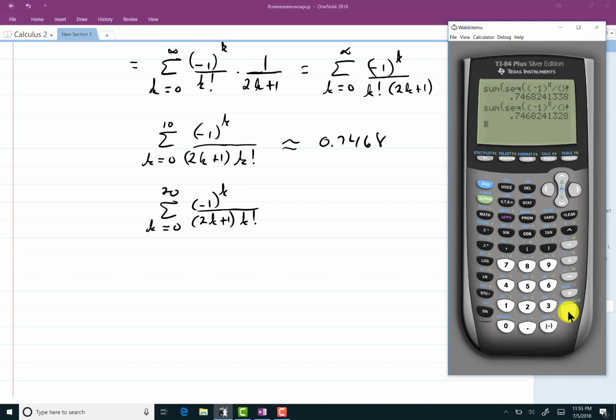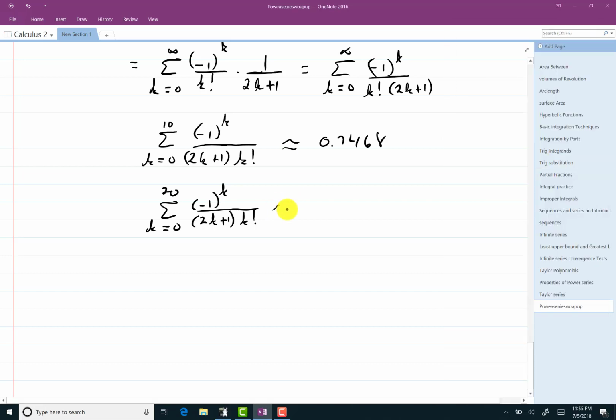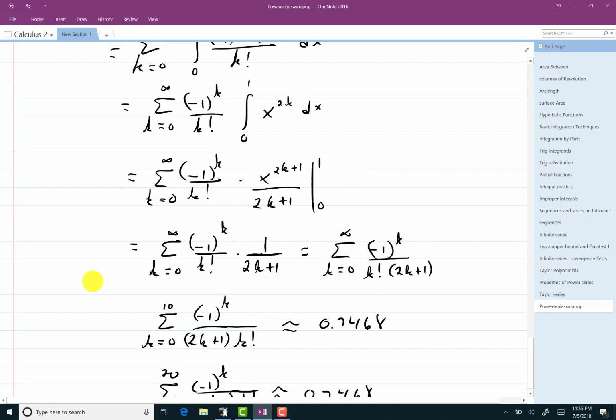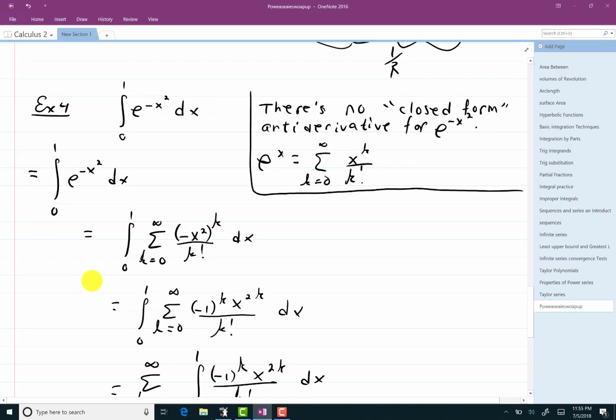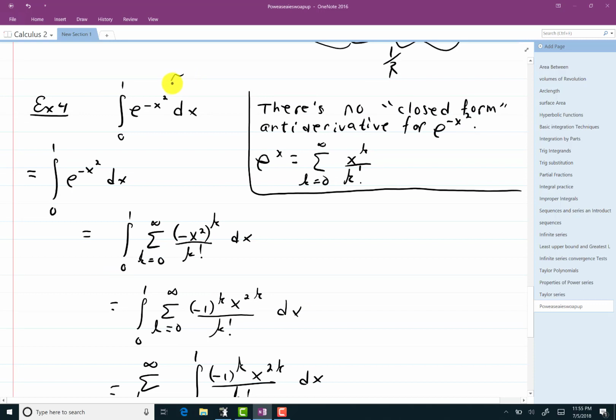And you can see to 4 decimal places, wow, look at that, I don't just have 4 decimal places, this is almost all the way to 10 decimal places, so I feel really good about these. 10 or 20 gives me practically the same thing, so 0.7468. They're so similar that I can say without much fear, this guy right here is approximately equal to 0.7468.